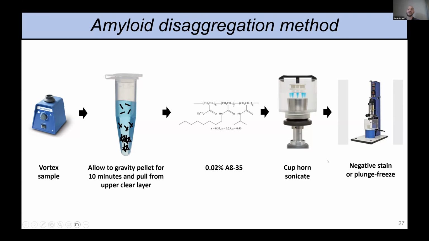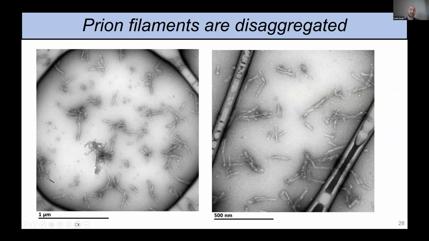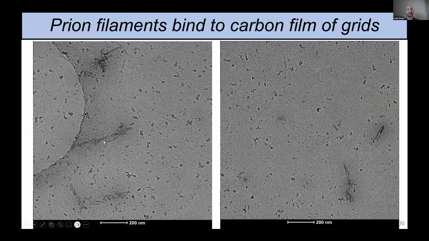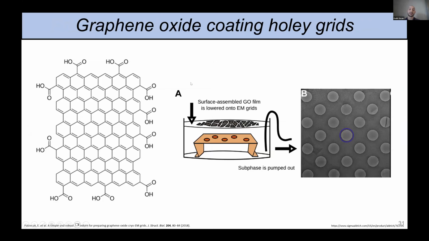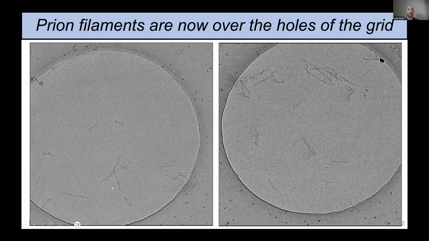So right after this, you can go into the negative stain or plunge freezing used for Cryo EM. So after this procedure, we see the filaments are very well separated and individual, which is good for Cryo EM. But when we froze the protein, we found that the protein was stuck to the edges of the holes instead of inside the holes where we want to image them. So we used graphene oxide, which is a paper-thin layer of carbon, to layer over the Cryo EM holes so that the protein could stick to it. Once we did this, the prion filaments stuck inside of the holes where they can be imaged.